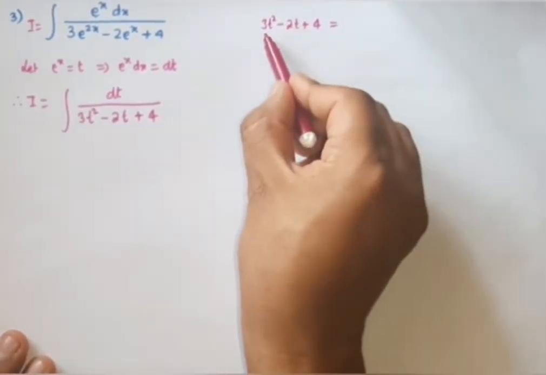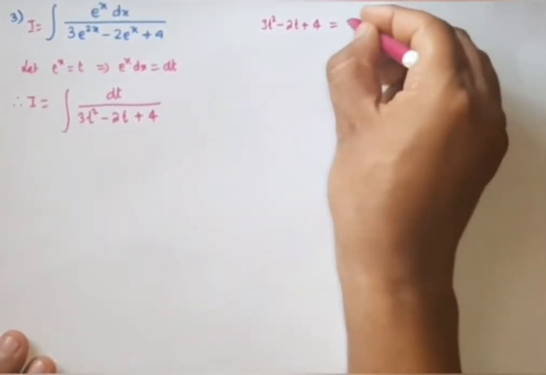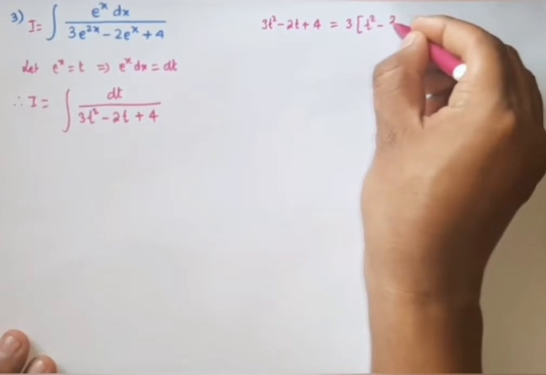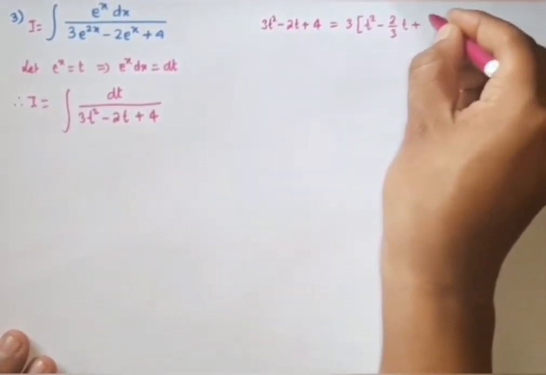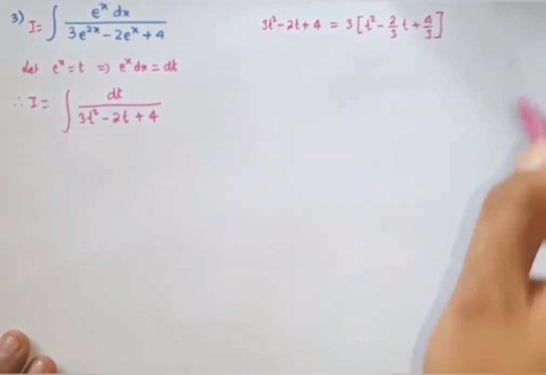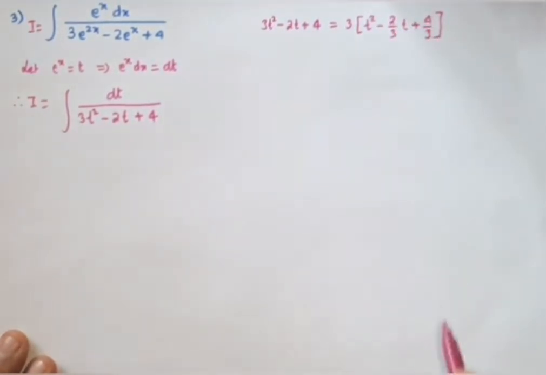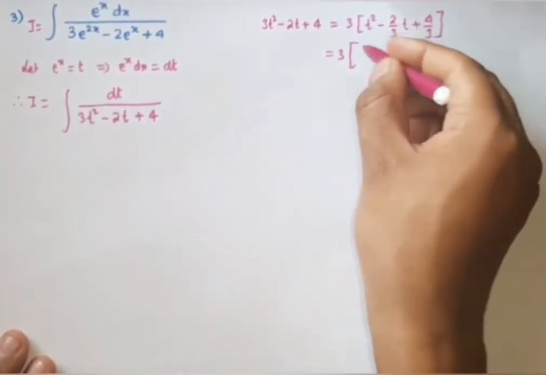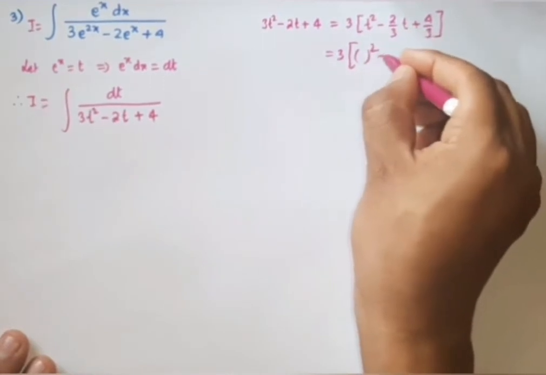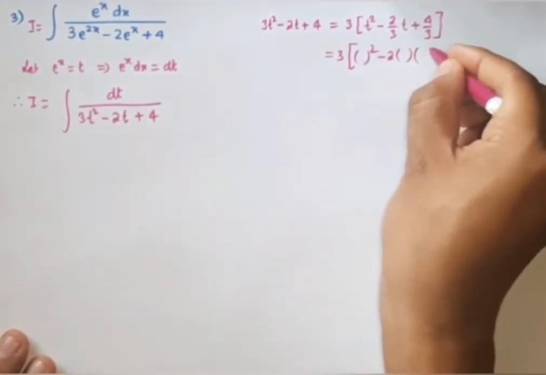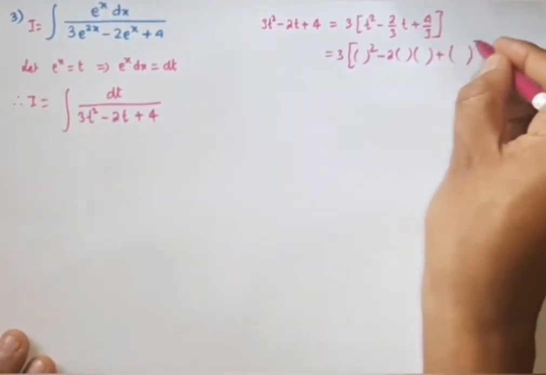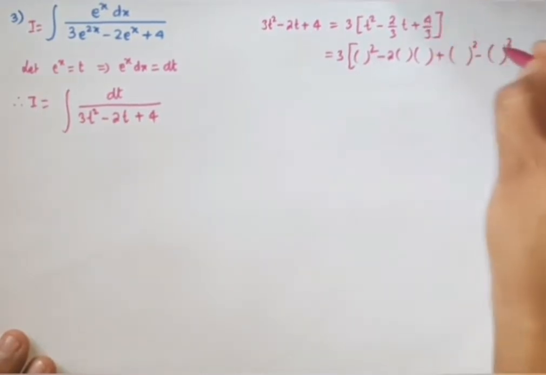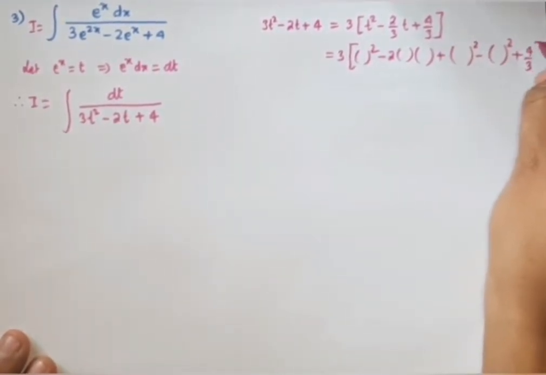Here a is equal to 3, so that has to be taken as common. If I take 3 outside, then I have t square minus 2 by 3 t plus 4 by 3. Now our next job is to express this as a sum or difference of two perfect squares. So let me write 3 as it is outside. This is my a, so a square minus 2ab plus b square, minus b square is extra. So at last we have 4 by 3.